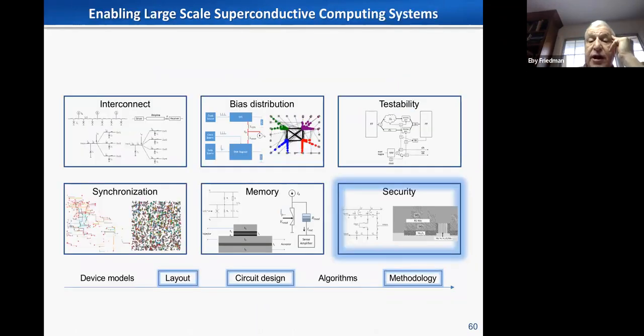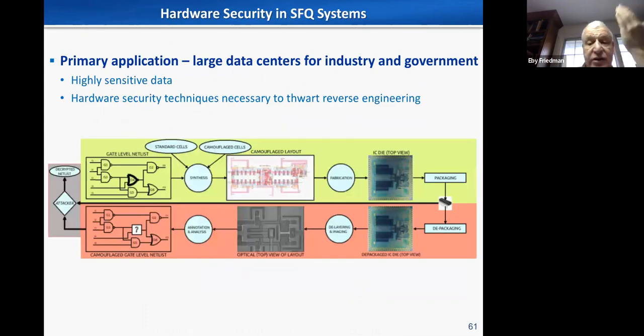Lastly, we'll talk about security. Just quickly, these are data centers, and you need to be able to secure the data. And the technology is different, and it's highly sensitive. Often the U.S. government's involved. They care about their data, industry cares. So we want to thwart reverse engineering. There's been a lot of different approaches.